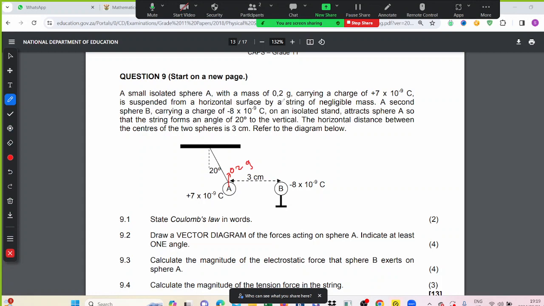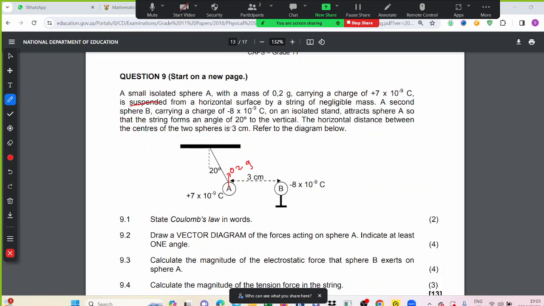Once they say it is suspended, that means that this sphere is at the point of rest. So this tension makes the sphere hang right on that cylinder. They say from the horizontal surface by the string of negligible mass. So we are neglecting the mass of the string.